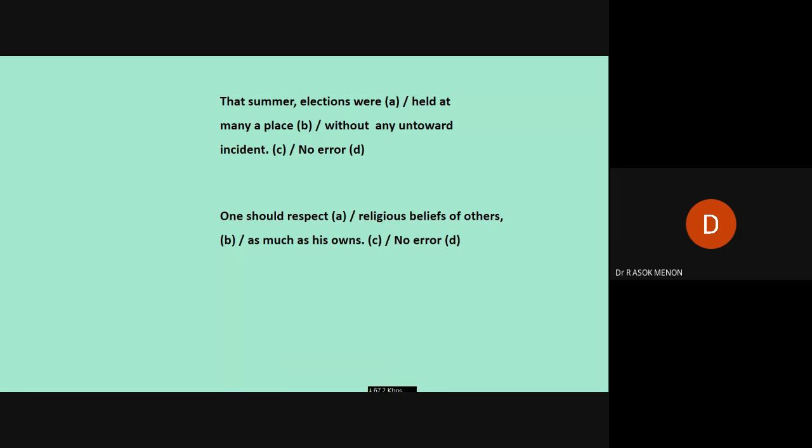And you can expect this kind of question also in your examination. Now, the next one: one should respect religious beliefs of others as much as his own. Which could be the wrong part?